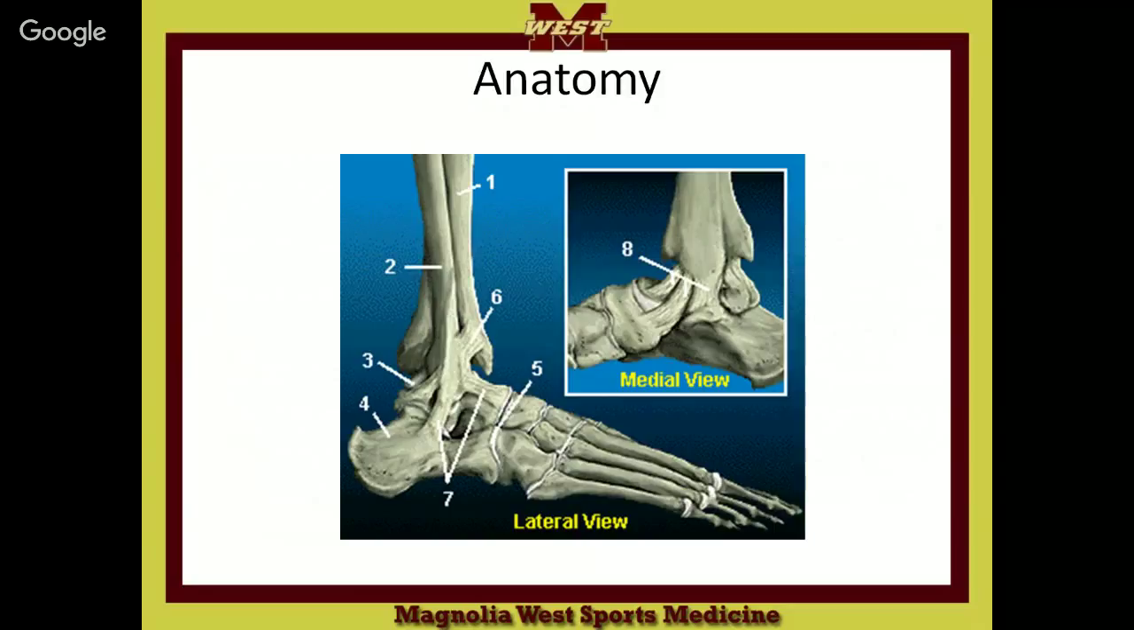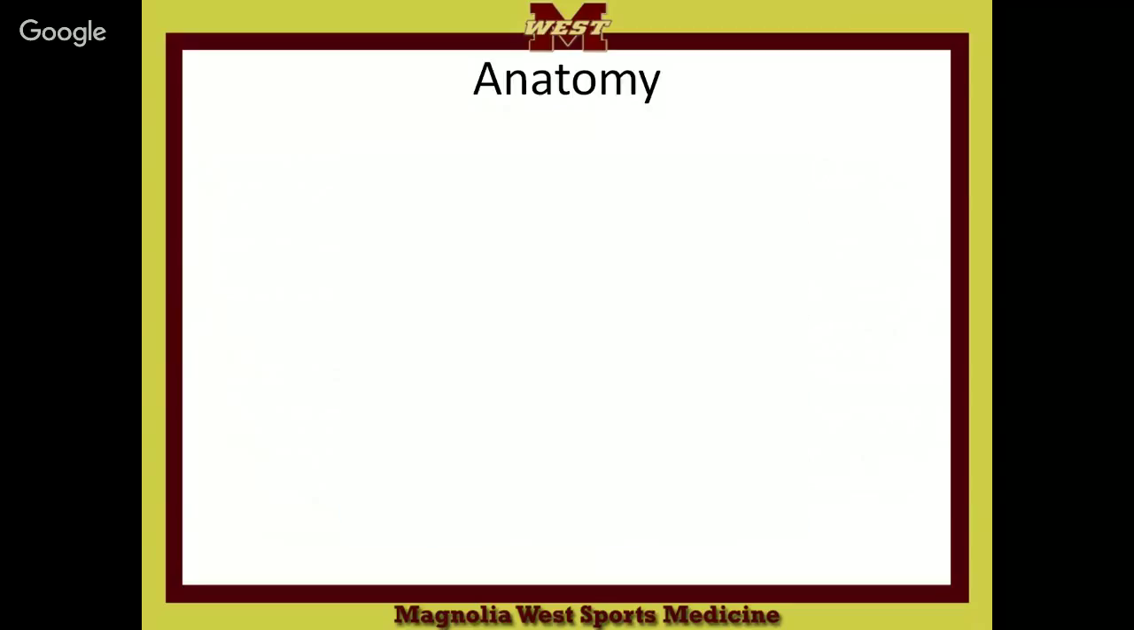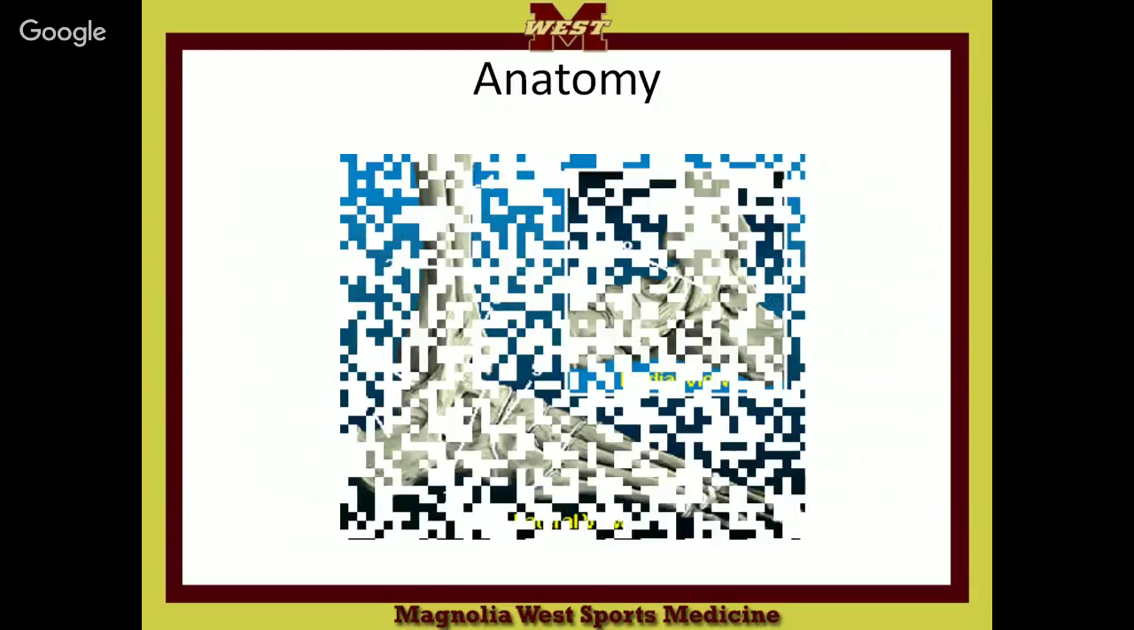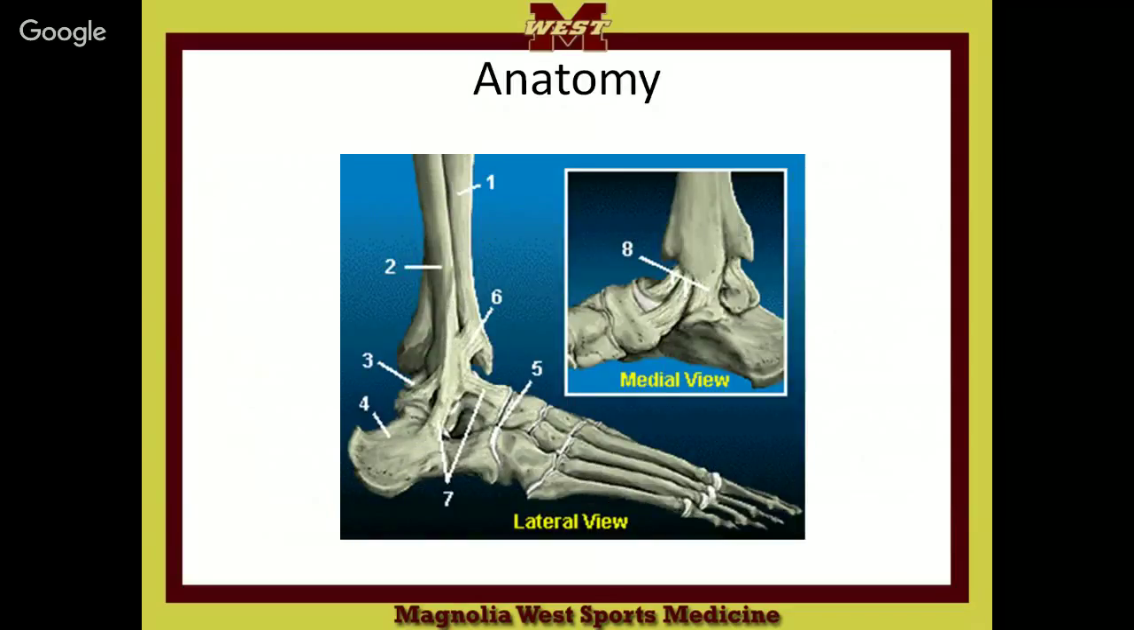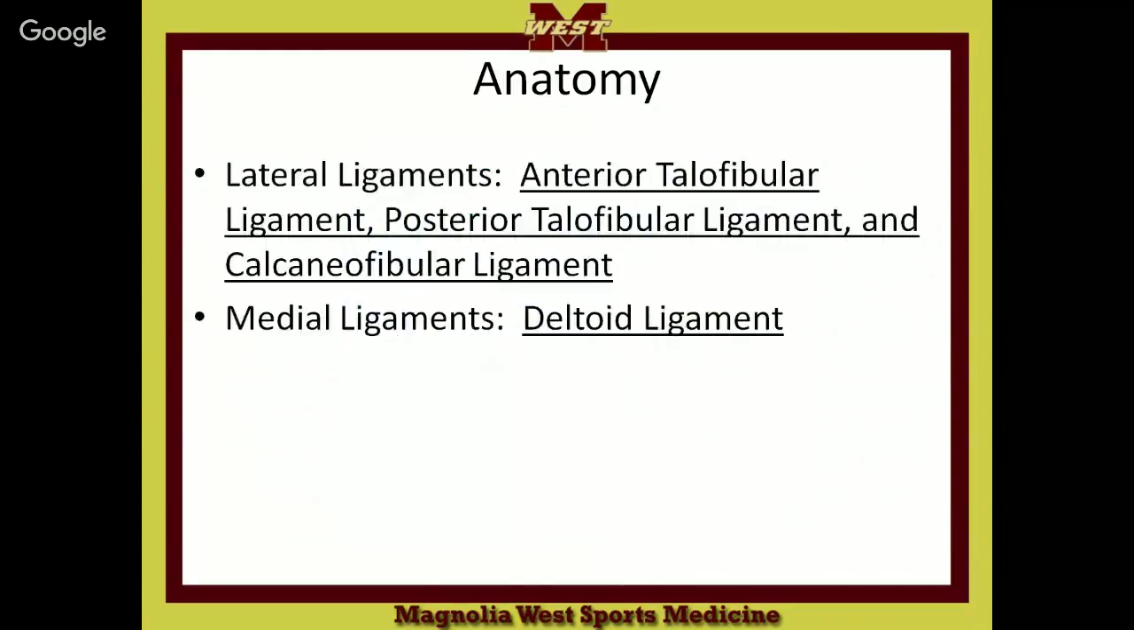Okay, and then on the medial view, that little picture there, it says number 8. It connects the tibia to what? So we said that we'll go back to that slide. The medial ligaments are the deltoid, okay? It's shaped kind of like a triangle. It's really thick and fibrous. That one's harder to sprain. So I know we talked to you yesterday about how most ankle sprains are on the lateral side, right?